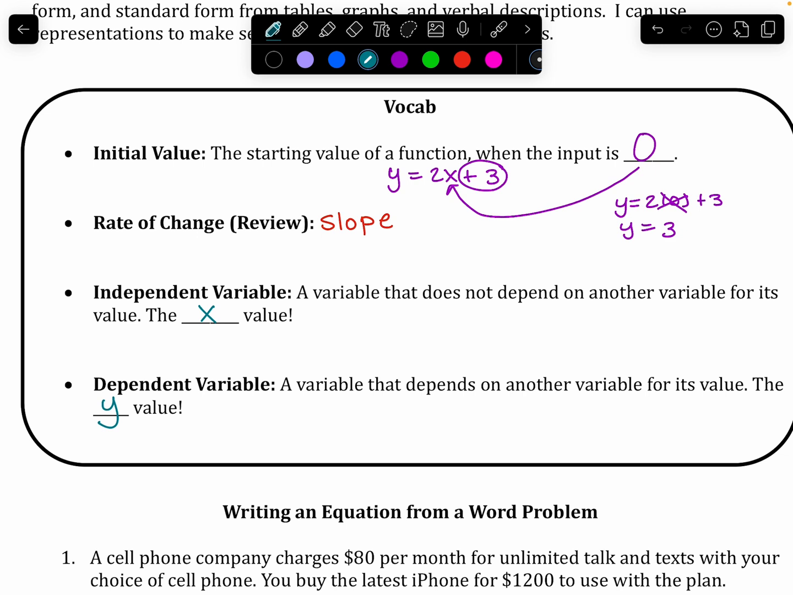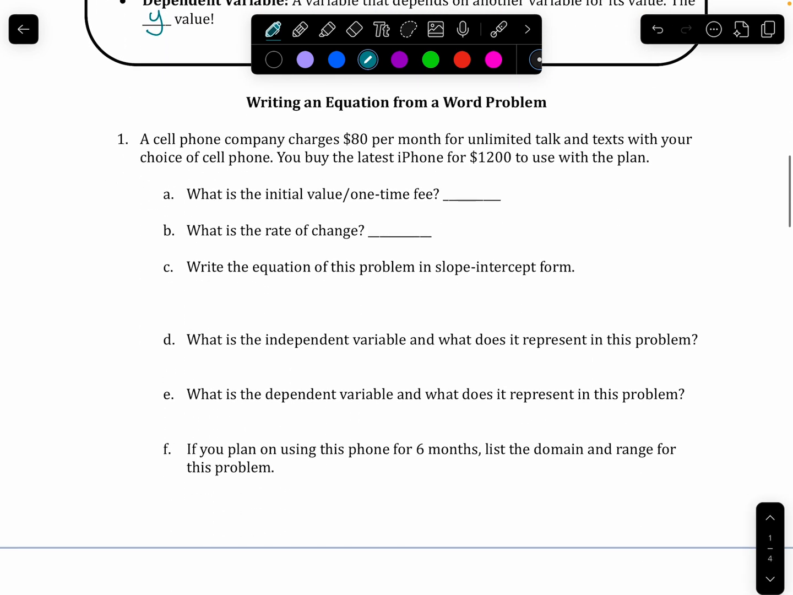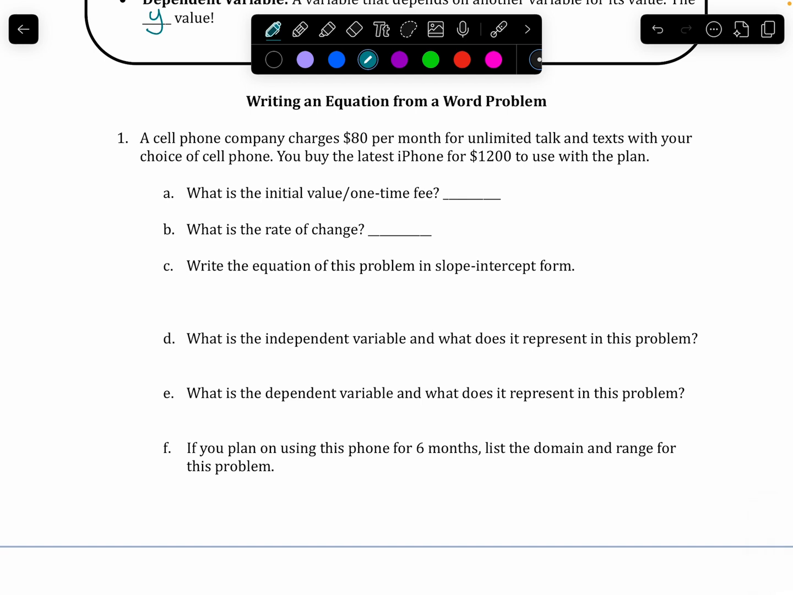And we can actually look at this example that I gave you up above when I said the initial value. We said y equals 2x plus 3. Y depended on what I put in for x. So y is dependent because y depends on whatever I plug in for x, and I get to choose what I plug in for x. So that's why x is independent, it makes its own decisions, and then y is dependent because I cannot get my y value unless I know and I input my x value.